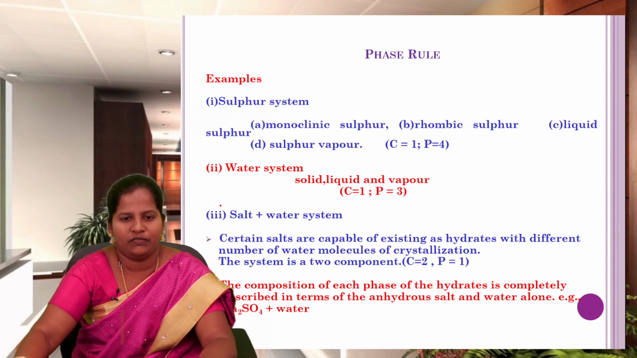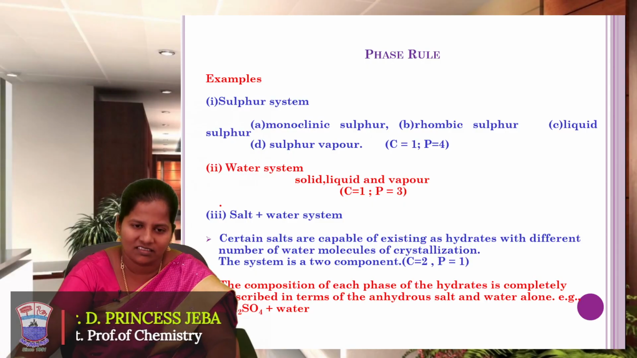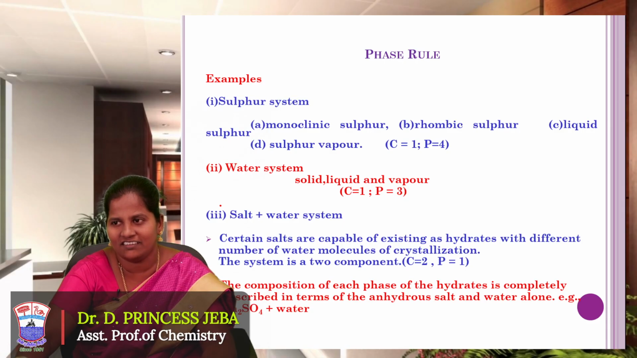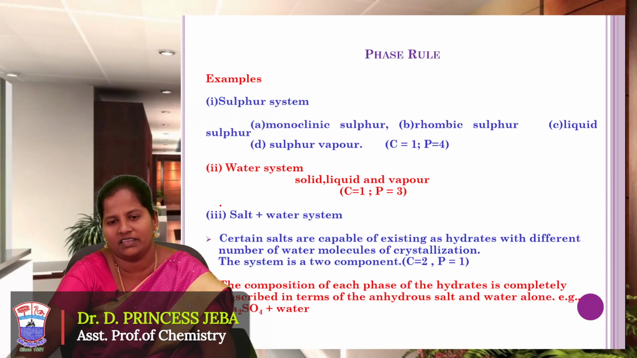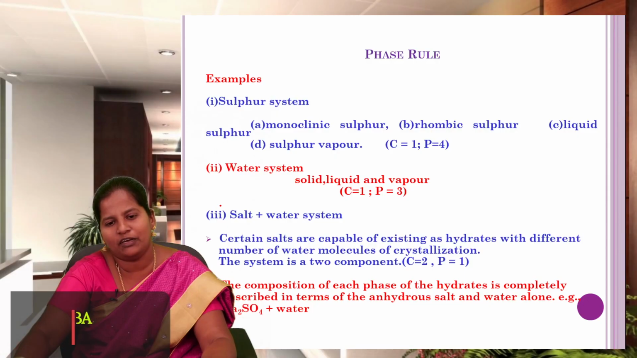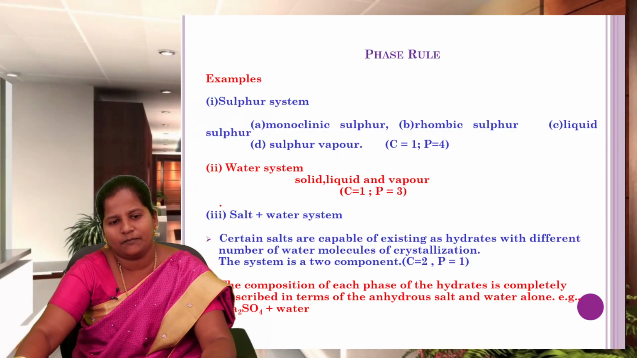Similarly, if you take the water system, we have the water molecule H2O, which is chemically distinct. So the number of components is 1. The same component exists as ice in the solid form, liquid water in the liquid form, and water vapor in the vapor form. So the number of components is 1, whereas the number of phases is equal to 3.